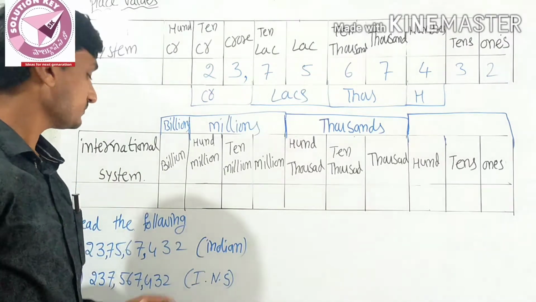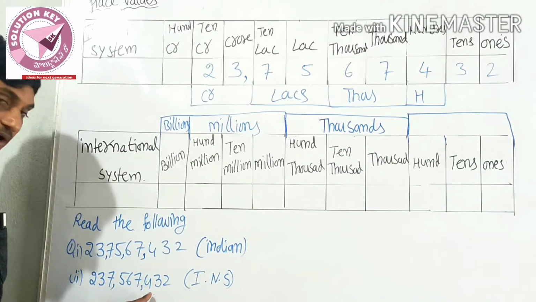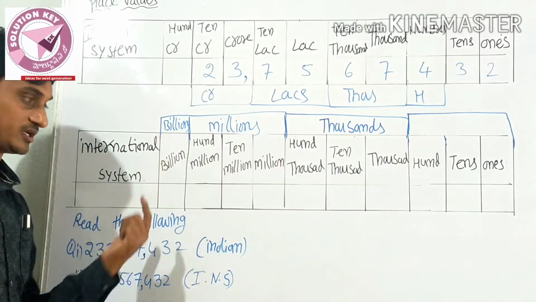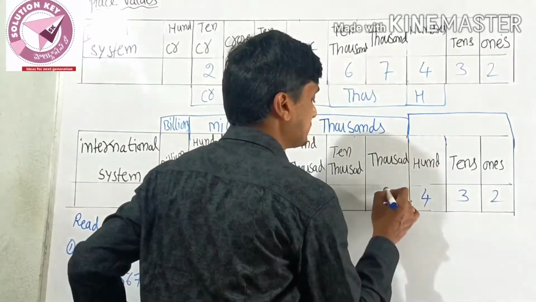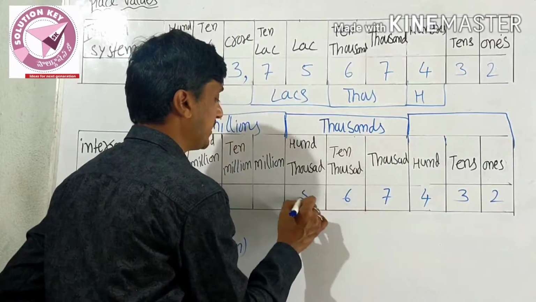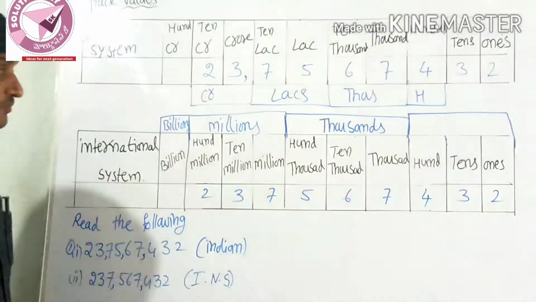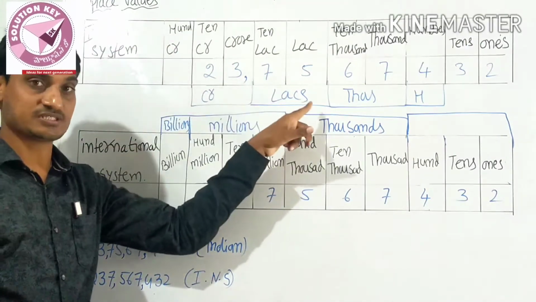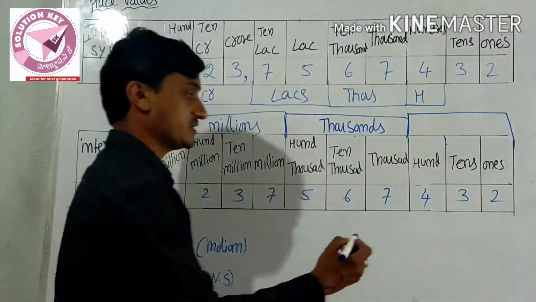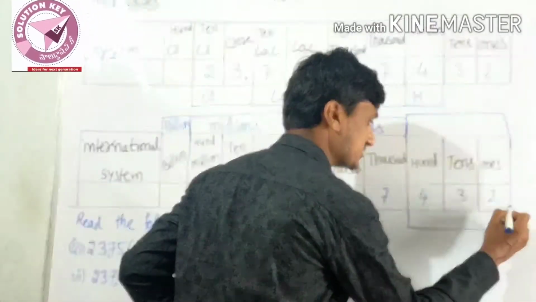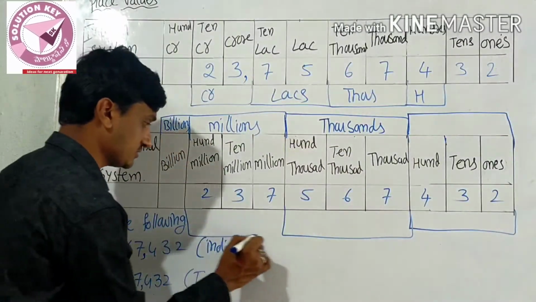Now, one second. I am reading this one in the international system. How? Again, write from the right hand side onwards: 2, 3, 4, 7, 6, 5, 7, 3, 2. In the Indian system you take two digits, but in the international system you take only three digits. Every part has three digits. It is 3, again 3, and again 3.